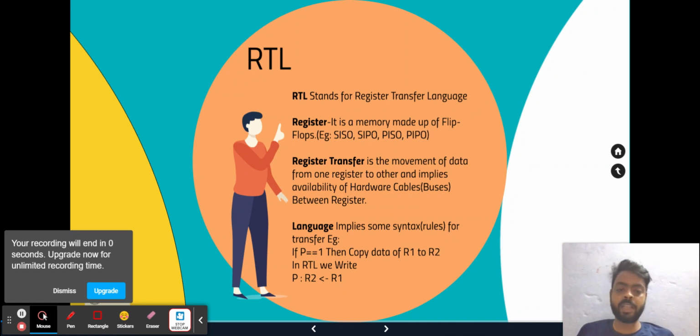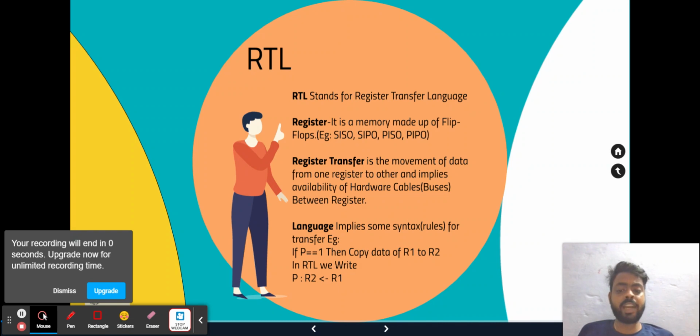For example, if I want to copy the data of register A to register B, that will be termed register transfer. There is another term, language. By the term language, we mean some sort of rules. Language implies some rules to be followed, some syntax should be there. So if we are going to transfer data from one register to another, in this case I am writing that if a variable p is equal to 1, then we have to copy the data of r1 to r2. So in register transfer language, we are going to learn the symbolic representation of how we copy data from one register to another.